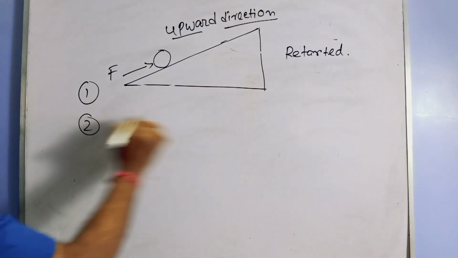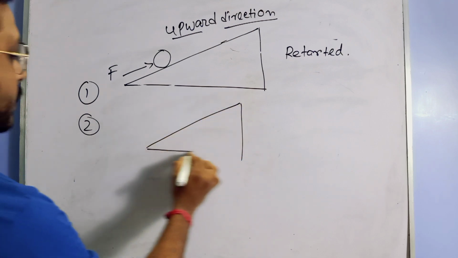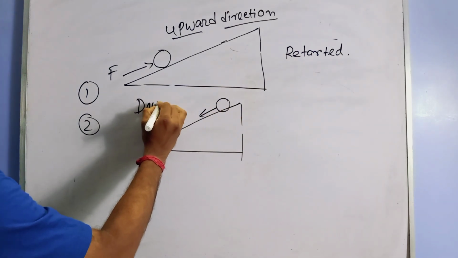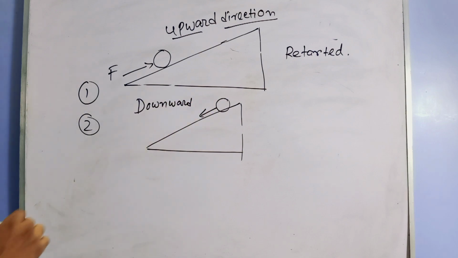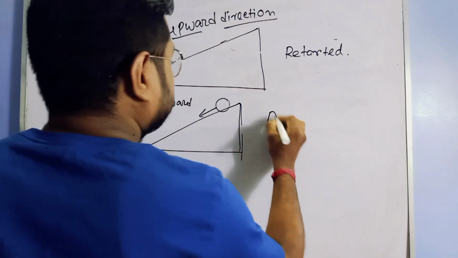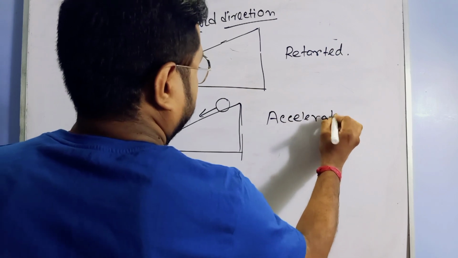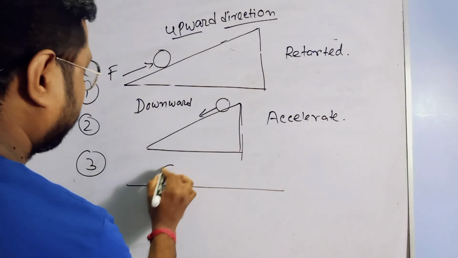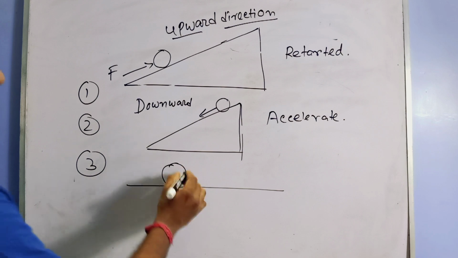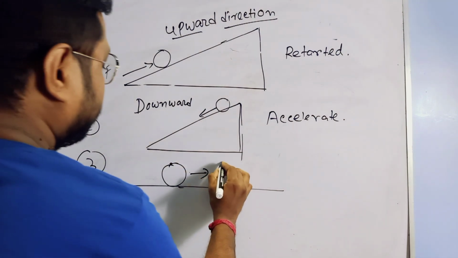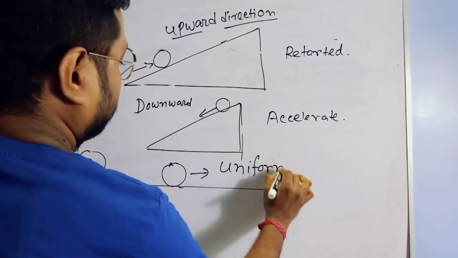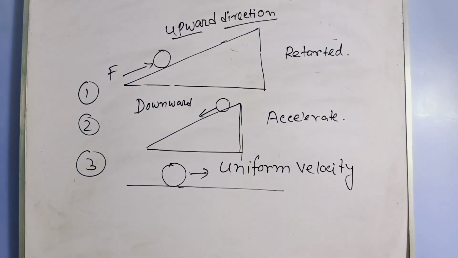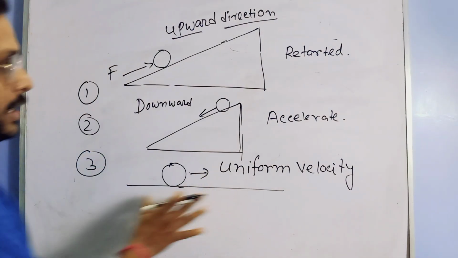Number two, the same ball coming in the downward direction on an inclined plane: its velocity increases with time and it accelerates. But on a horizontal plane, if the ball is taken along the horizontal, the particle moves in uniform velocity, that is, no acceleration occurs here.